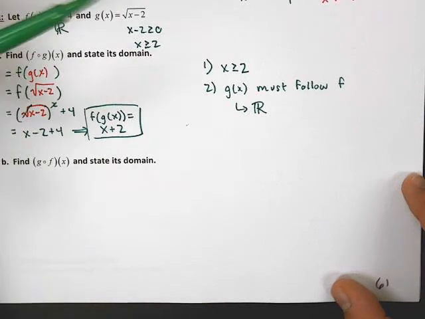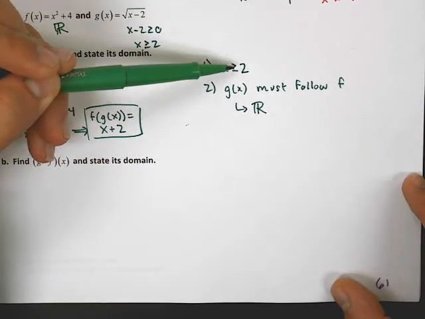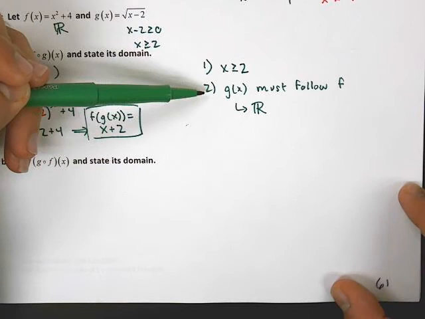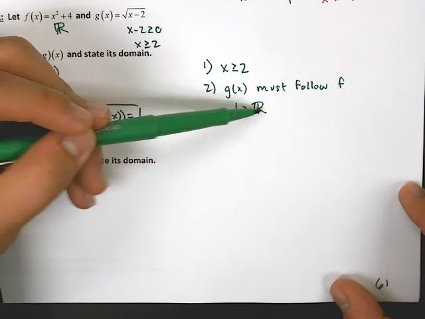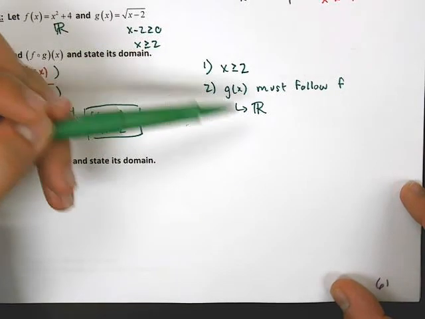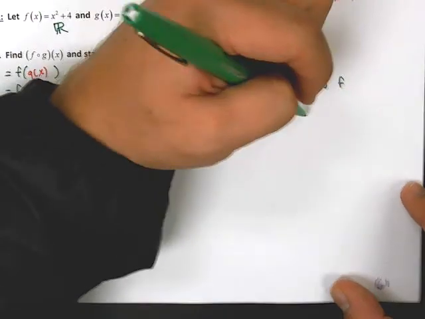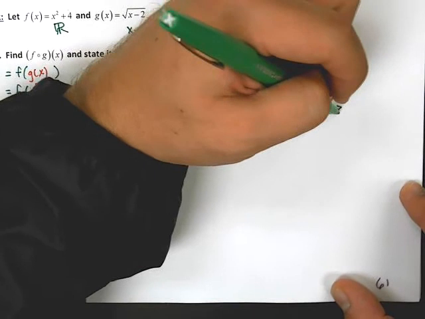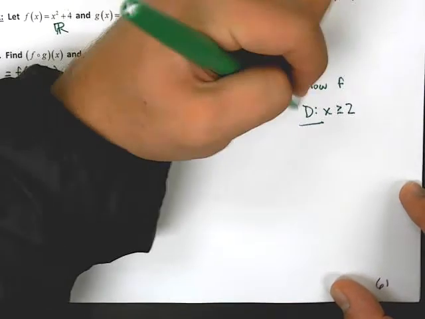Well, we have to combine these two ideas now to finish up the problem. We know from our little function that x must be greater than or equal to 2. We know from number 2 that g of x could be anything. So what is the most restrictive? Boom. x must be greater than or equal to 2.